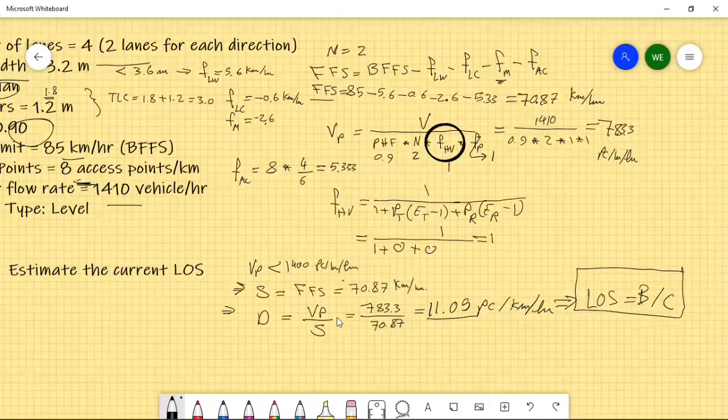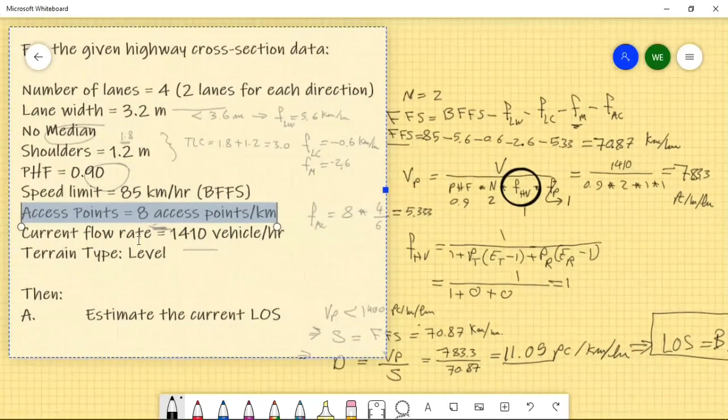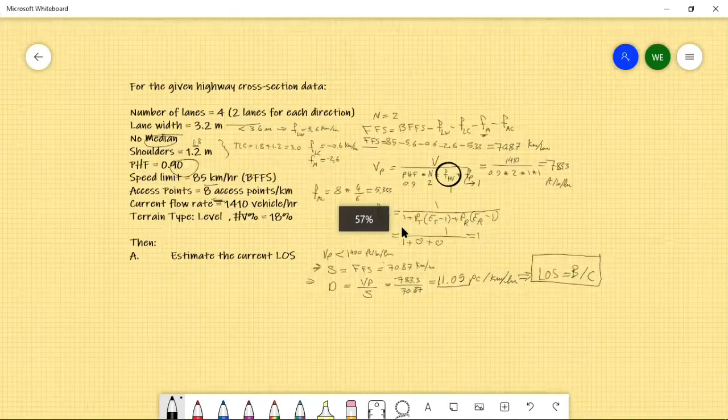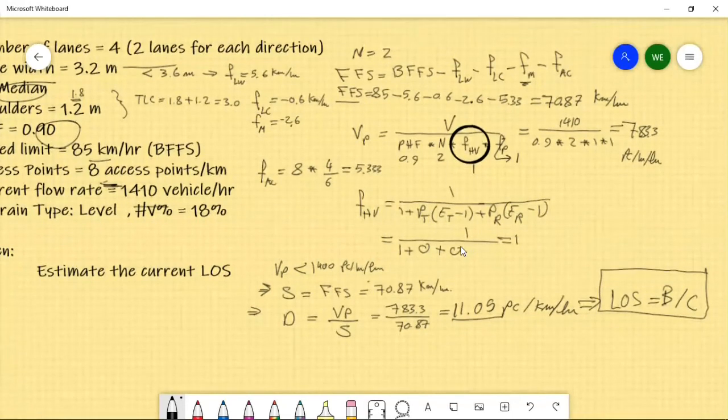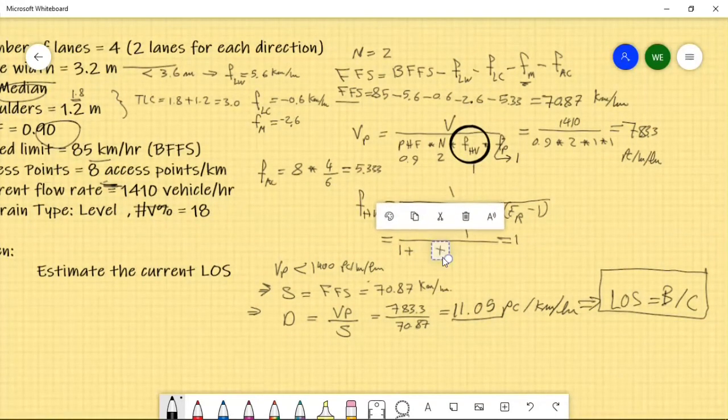Let's add here to our problem. For example, say that we have terrain, and let's assume that we have heavy vehicle percentage equal 18%. How will the situation be if we have heavy vehicles at 18%? Then these factors will change. We will not have any more zeros here. Just calculate this one and see.